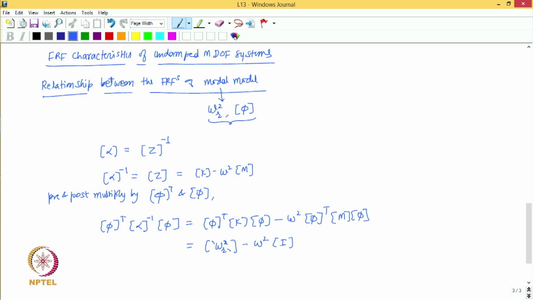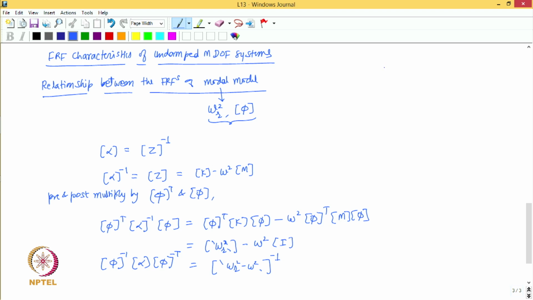So, now if we take the inverse of both sides, right, what do we get? We get phi inverse alpha phi inverse transpose, right. And then we have here a diagonal matrix of omega r square minus omega square, and inverse of this, correct. So, on the left hand side we have used the result from the matrix algebra, that inverse of A into B is equal to product of B inverse and A inverse.